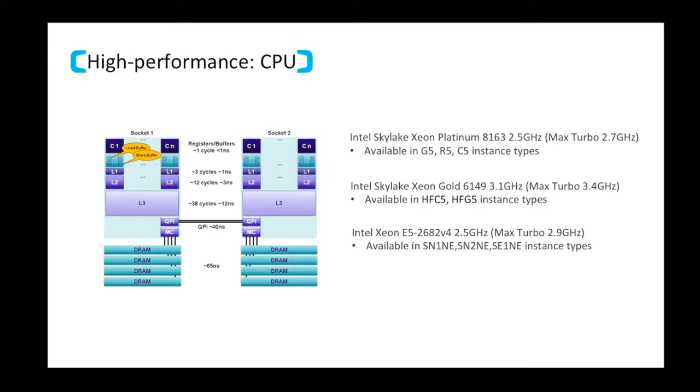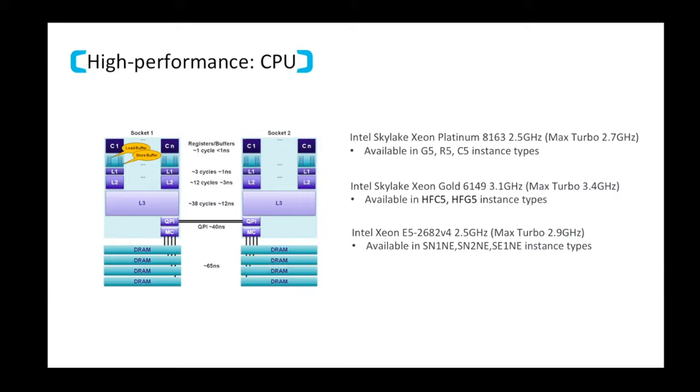For the enterprise level ECS instance families, there are three main ECS types which are used. All of them are developed in conjunction with Intel specifically for Alibaba Cloud. The first one is Intel Skylake Xeon Platinum 8163. The base performance is 2.5 GHz and can be turbo to 2.7. This CPU can be found in the latest generation ECS instance families like G5, C5, and R5.